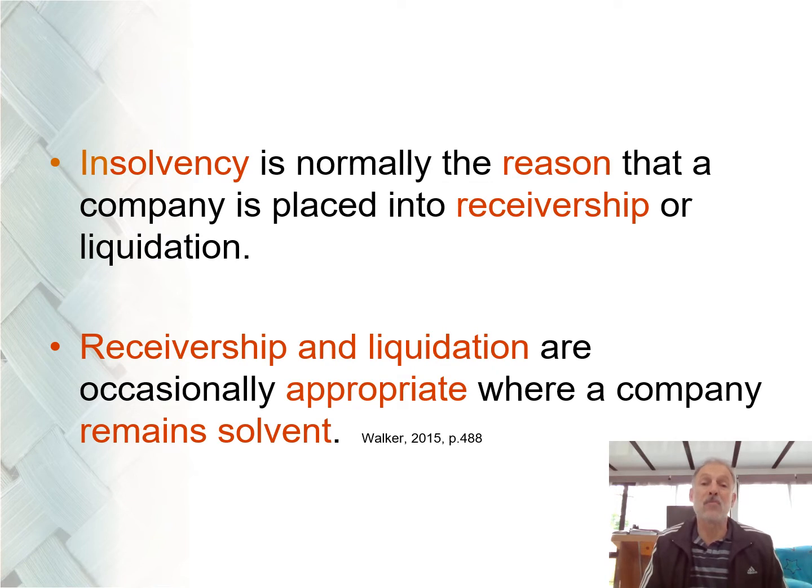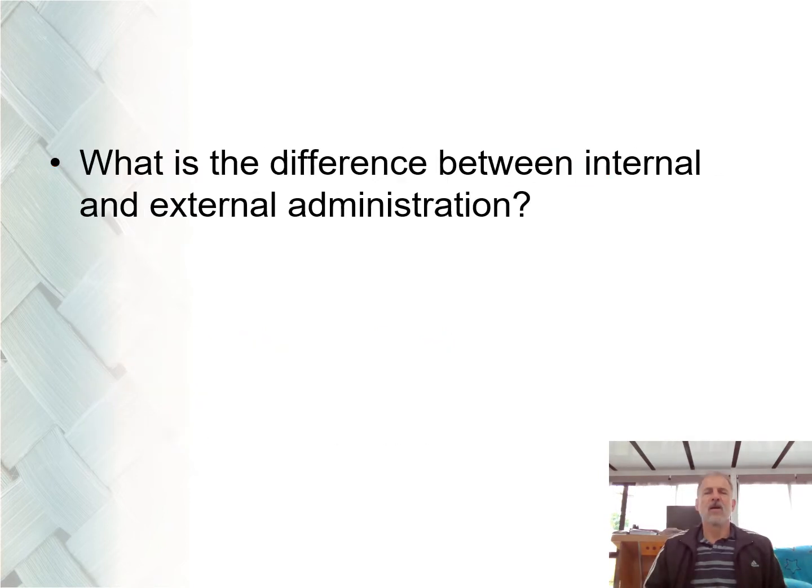Often companies can be placed into receivership or liquidation, and the reason for that is normally insolvency. But remember, it's not always like that, because receivership and liquidation are occasionally even appropriate where a company remains solvent at the end of the day. What is the difference between internal and external administration? This is basically my own question, because I think the moment that you can see this, everything will be way easier to understand.